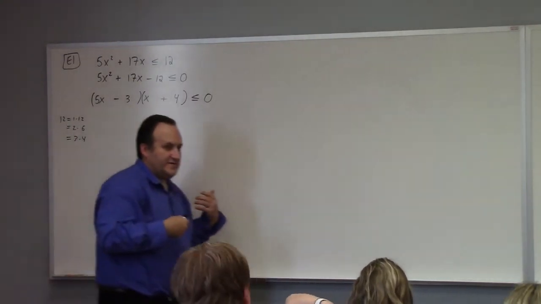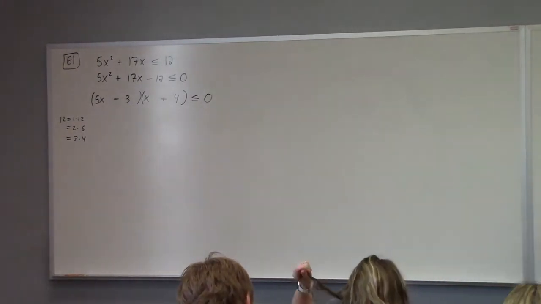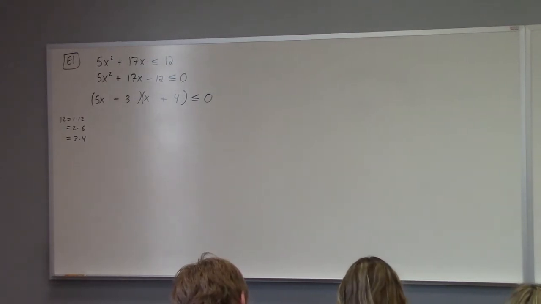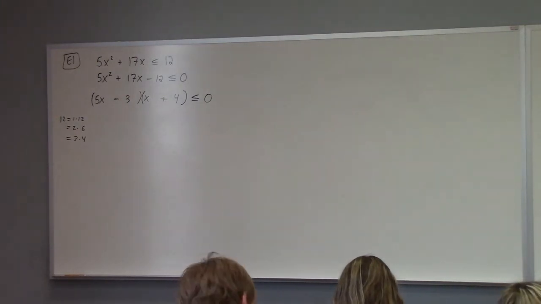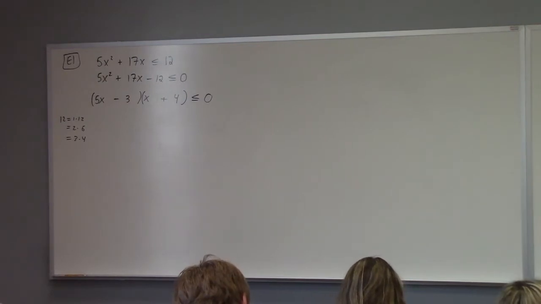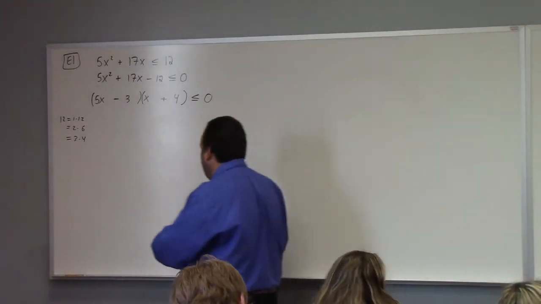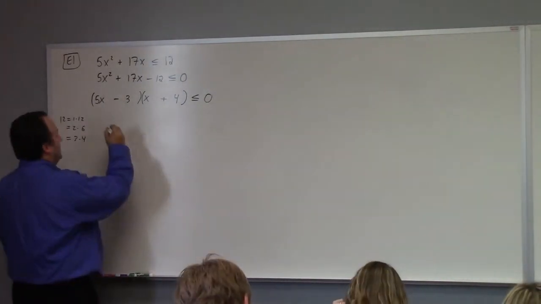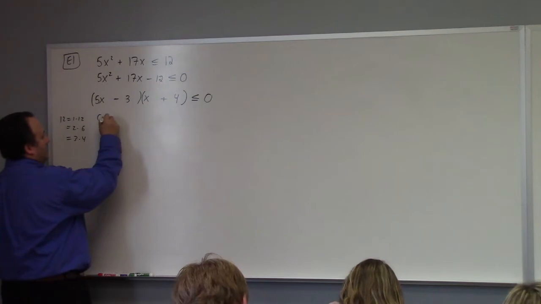Now we fall back on our 4-step program, right? Identify the critical points, draw the number line, test the points, write down the answer. So here, what are the critical numbers? Yeah, negative 4.